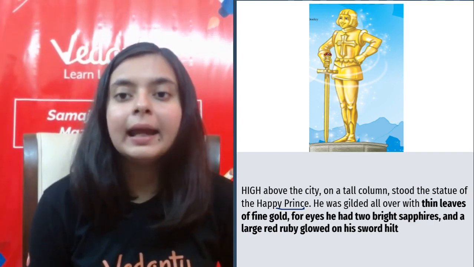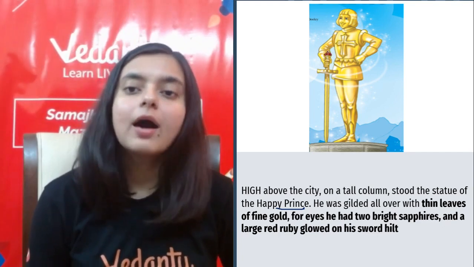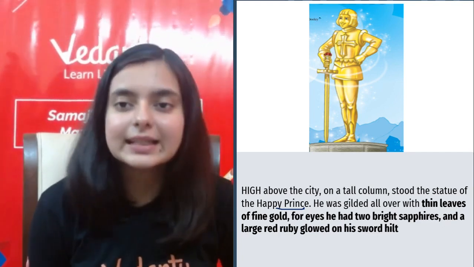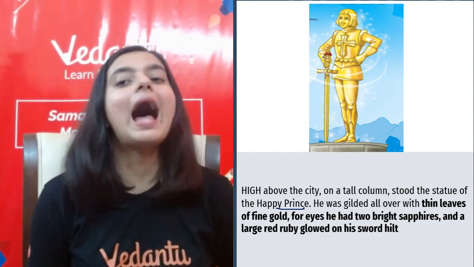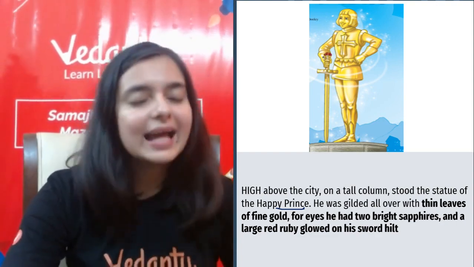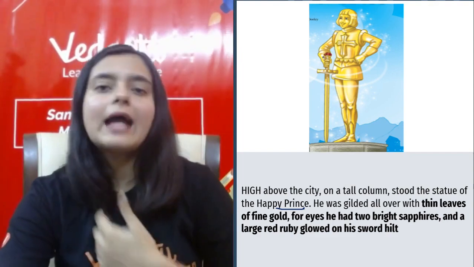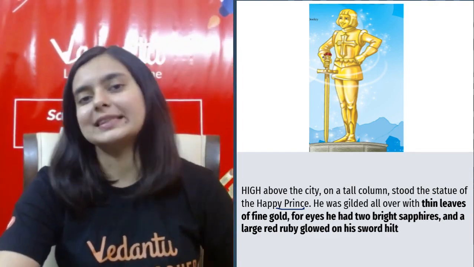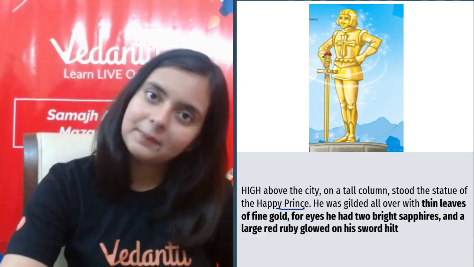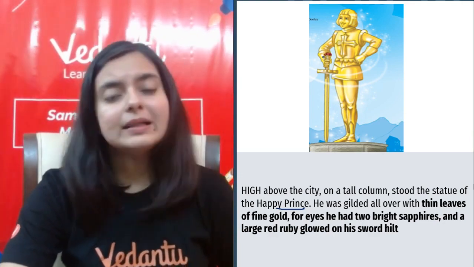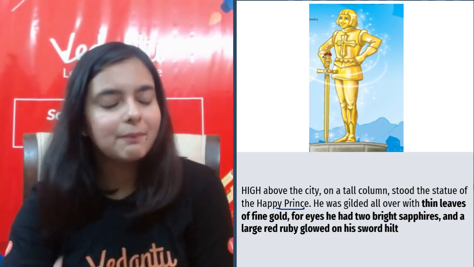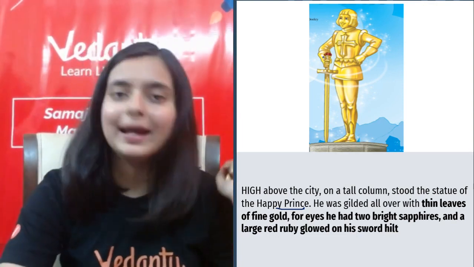And a red ruby glowed on his sword hilt. You can see this is the hilt of the sword, right? So this is the entire statue of the Happy Prince. Now let's see, why was this prince called happy? Don't you think the very title arouses our curiosity? Was the Happy Prince very happy? Is that why he was called the Happy Prince, or what was the story behind it?